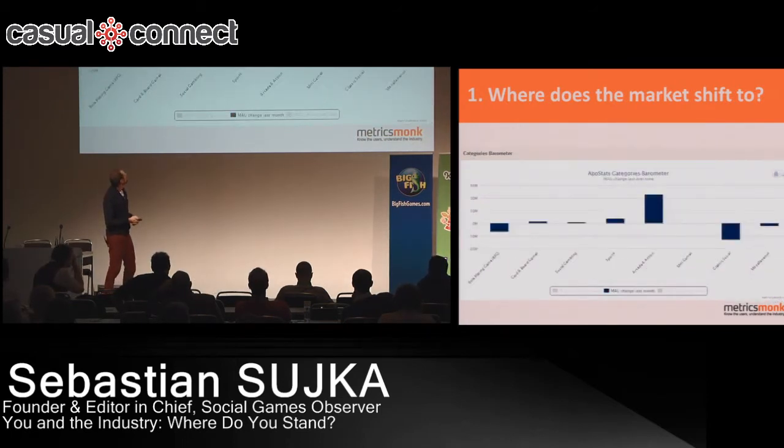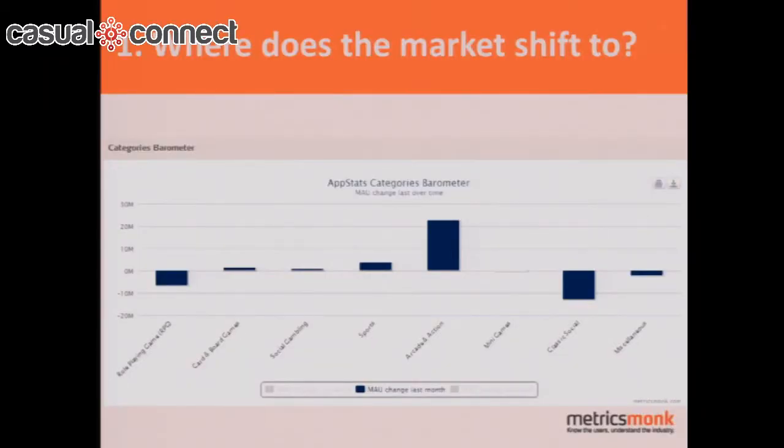You can also see that in our own system we redid the categories because we didn't find them to be really precise. So we made big categories and subcategories, and this is the other big category. You can see that arcade and action is definitely the most growing one.